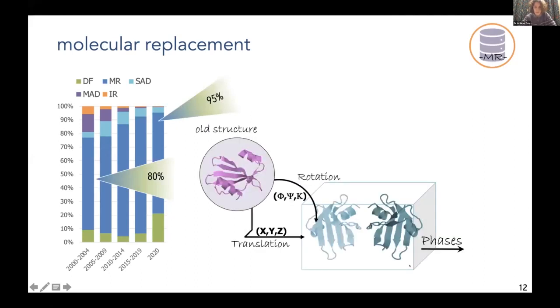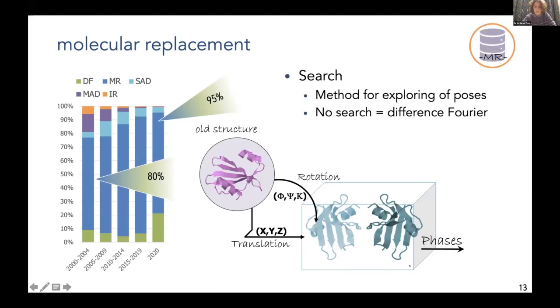So what's MR? That's when you have an old structure, you need to rotate it and translate it until it aligns with your new structure in your new crystal form, and from that you generate phases which go on to solve your structure. Molecular replacement's a 2-step process. Well, has 2 components to it. The first is the search strategy, which is the method for exploring the poses. And you can think of difference Fourier methods really as being a no-search molecular replacement method.